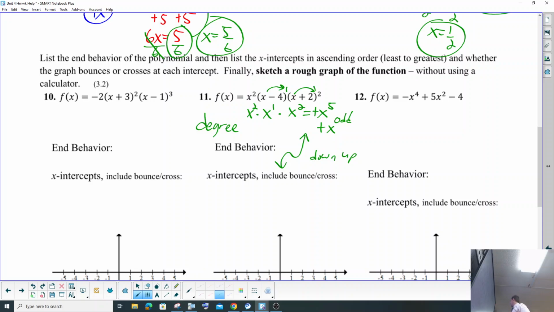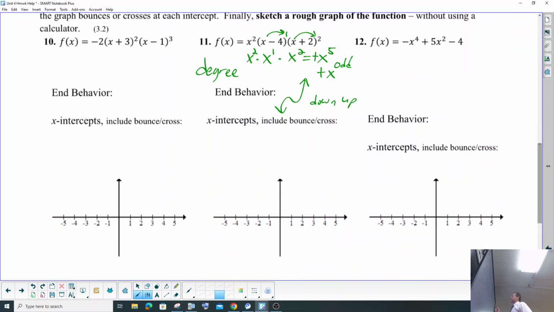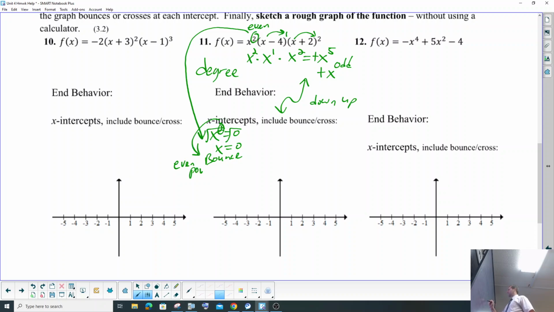We also do the x-intercepts. And so this x squared, you set it equal to 0. So x squared equals 0. We square root both sides. So x equals 0. And it's going to bounce. At x equals 0, why is it going to bounce? It's going to bounce because even powers bounce. Remember that? Even powers bounce.